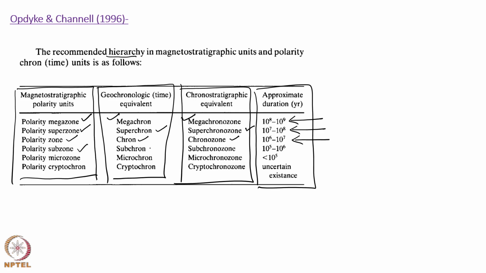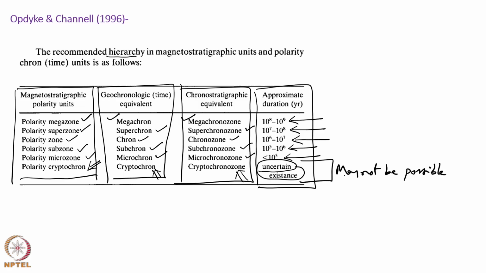Polarity subzone can be compared to subcron, can be compared to subchronozone, and which is 10 to the power 5 to 10 to the power 6 years. Polarity microzone is comparable with microcron, is comparable with microchronozone, and is less than 10 to the power 5 years. Polarity cryptocron is equivalent to cryptocron, is equivalent to cryptochronozone, and its existence is uncertain. So, we may not be able to establish this one, may not be possible to establish everywhere.